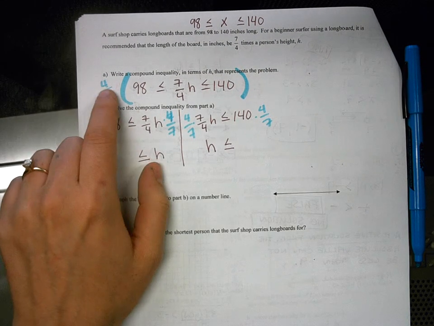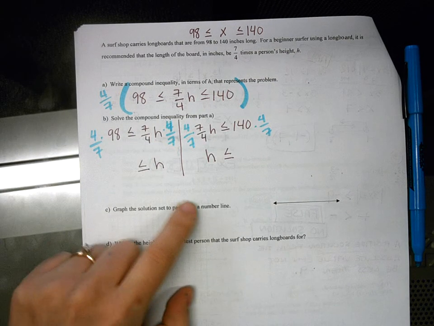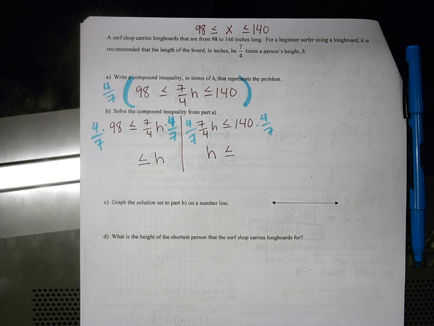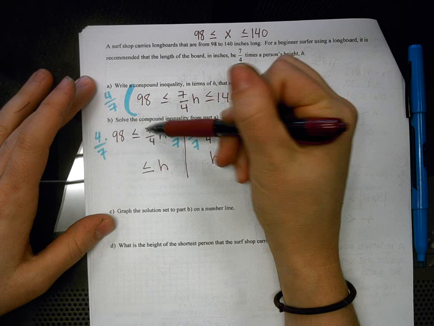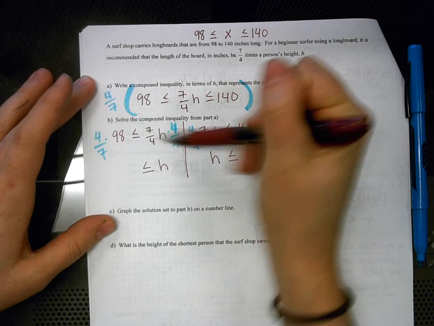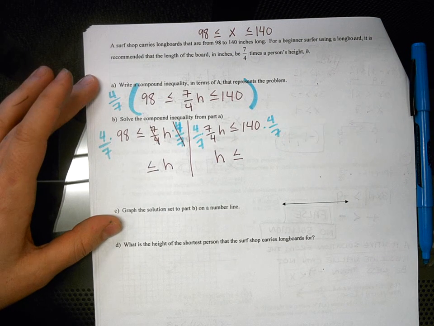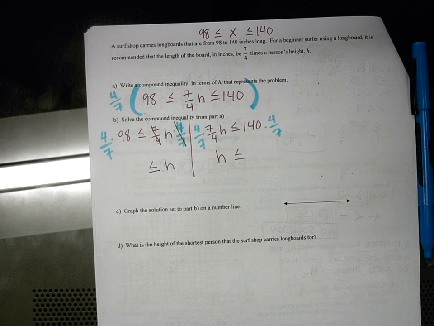So you could just do it to all three pieces at one time so that we don't have to rewrite our compound inequality at the end. If it makes more sense for you to split it up, that's fine. We're just getting rid of the 7/4 by multiplying by the reciprocal, and that equals 1 when you multiply. 98 times 4 divided by 7.